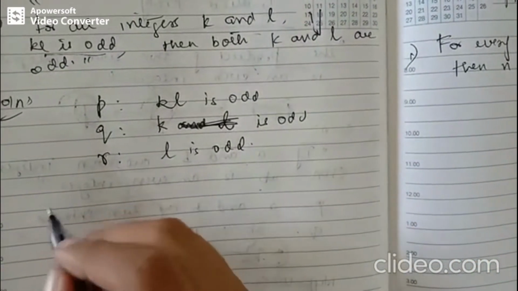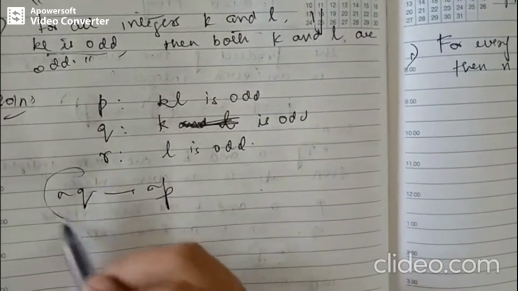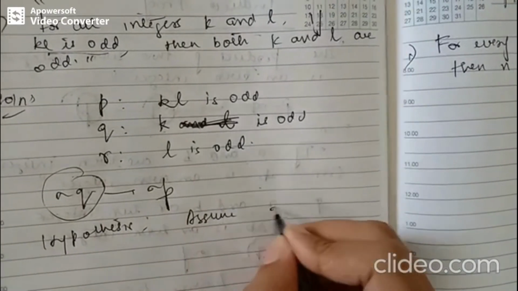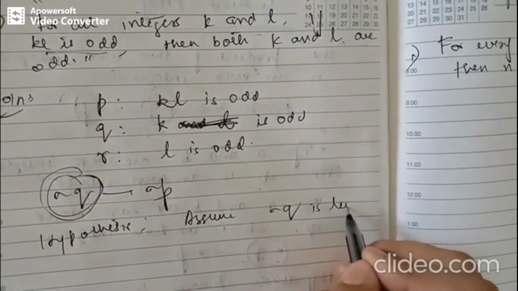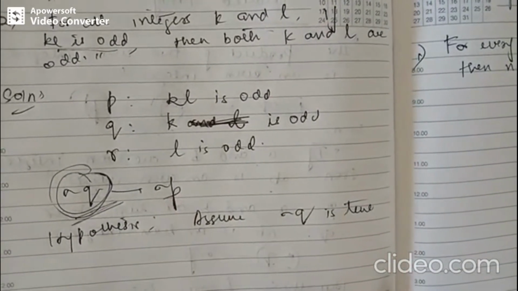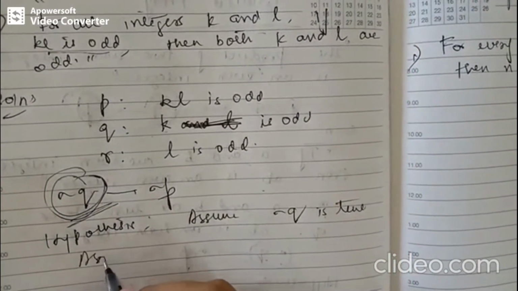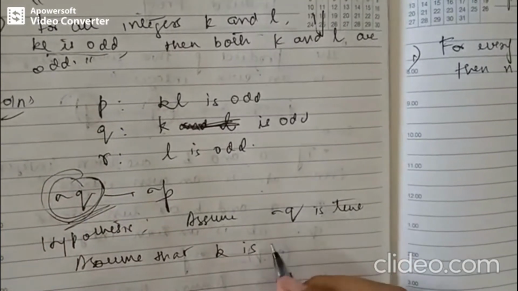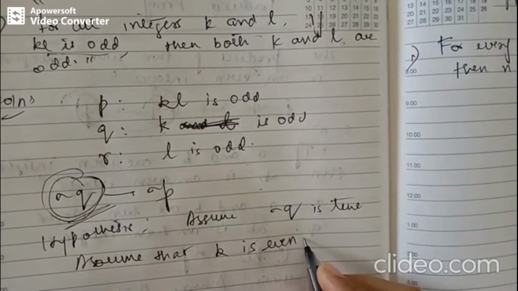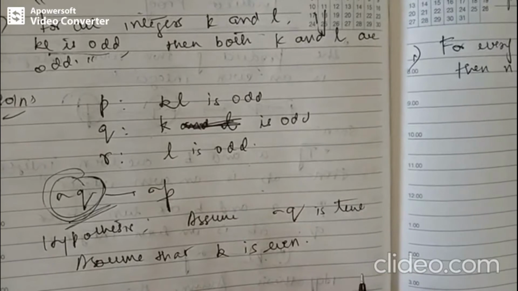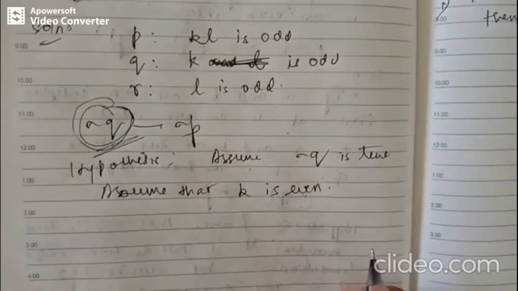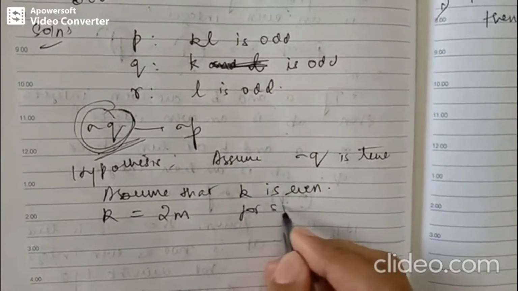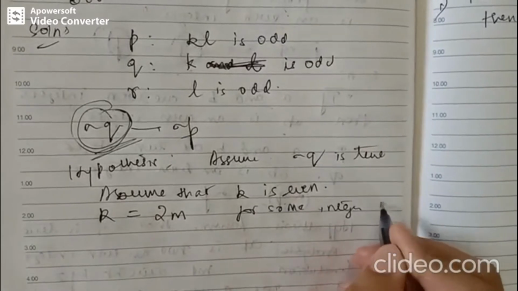So we need to give an indirect proof, that is, we need to start with the contrapositive, that is, we need to assume negation Q is true. We need to start with this, negation Q is true. Or we need to assume that k is even. So we'll start with this one, k is even. That means I can write k as 2m for some integer m, is it not? 2m for some integer m.